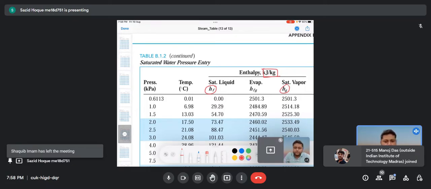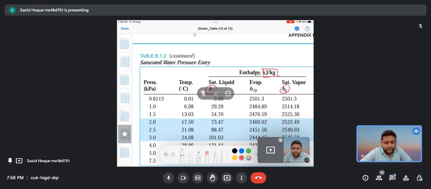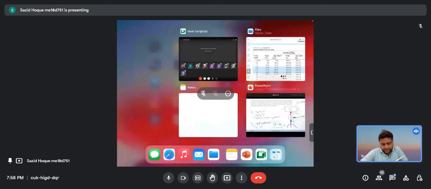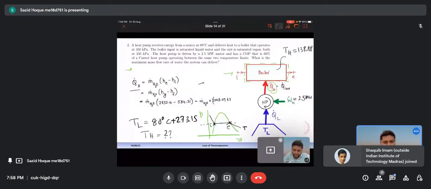So once you know HF and HG, and you can find out this heat QH in terms of, sorry, there is some lag because of the internet. I hope you are following.